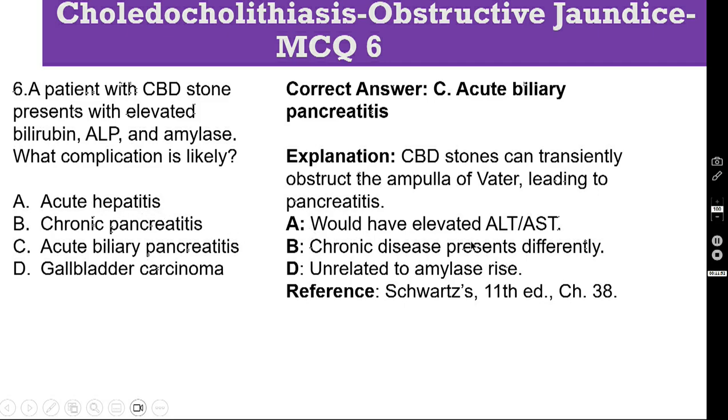A is incorrect. Acute hepatitis: if it is hepatitis, there must be elevated ALT and AST. B, chronic pancreatitis, is also incorrect; it is a chronic disease and presents differently, not like this. This is acute pancreatitis. Chronic pancreatitis will present totally different. It will have very severe pain, of course. It is there in acute pancreatitis also, but patients will have both endocrine and exocrine deficiency, namely, diabetes mellitus as well as steatorrhea.